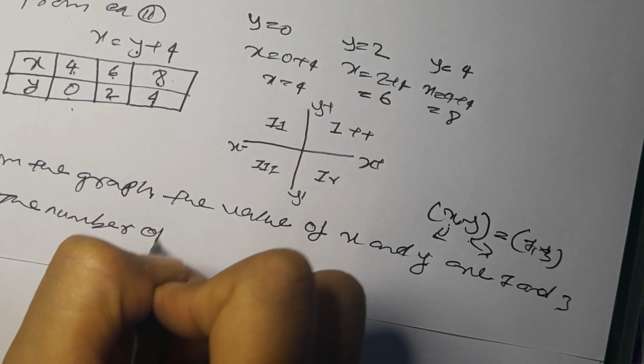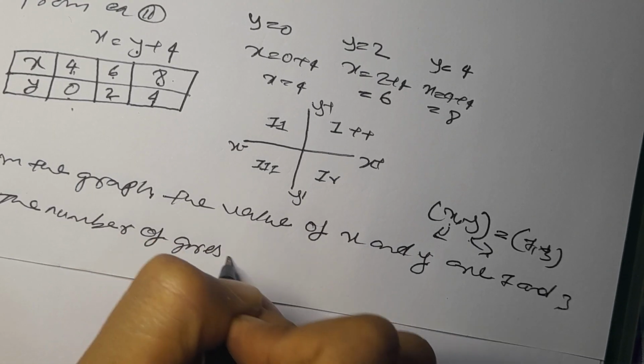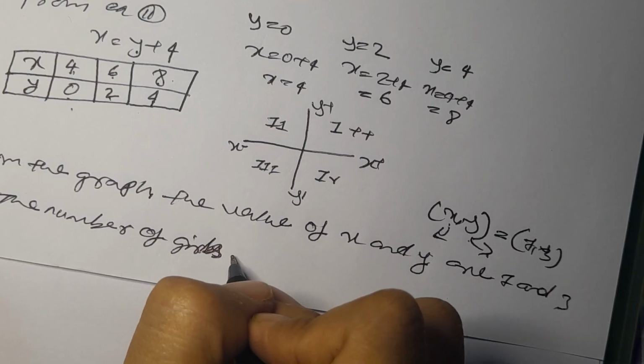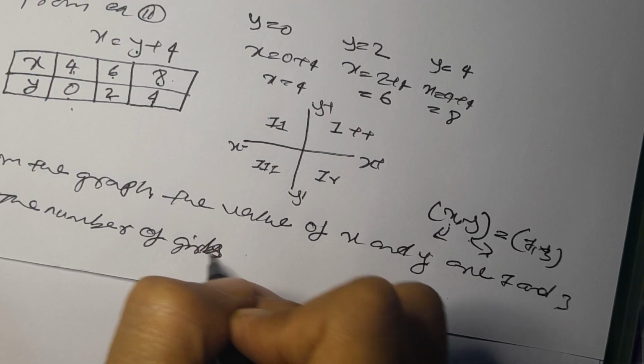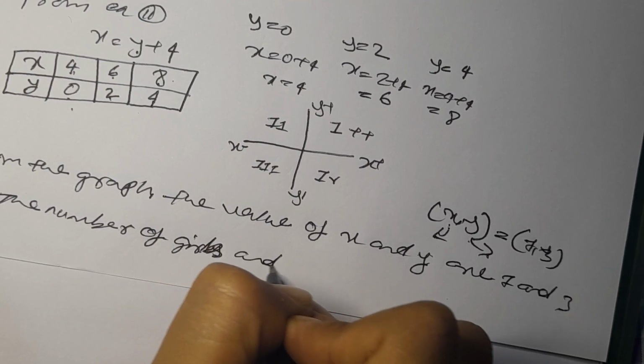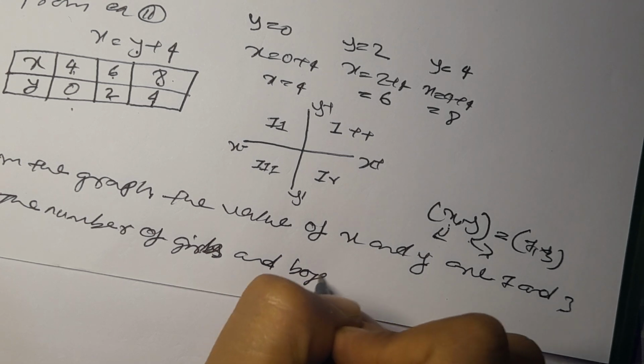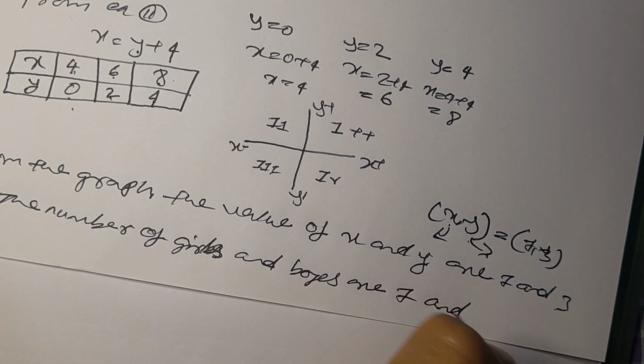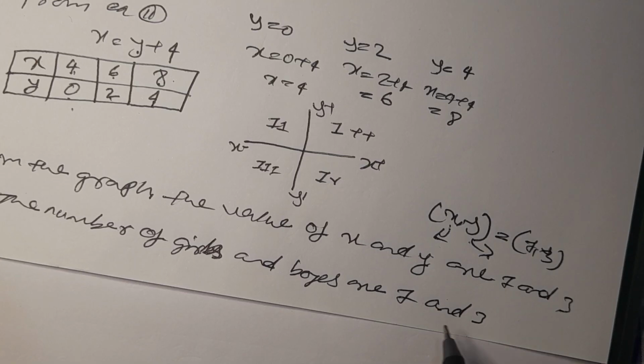The number of girls and boys are 7 and 3. See, they said the total number of participants is 10. 7 plus 3 is 10. And they said the girls are 4 more than the boys. So if you add 3 plus 4, that is 7. So this is the answer.